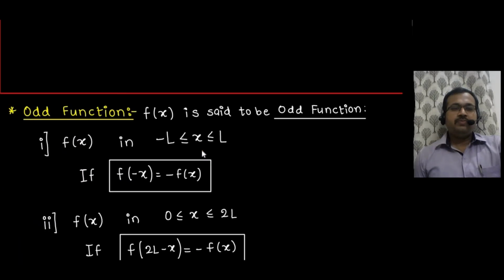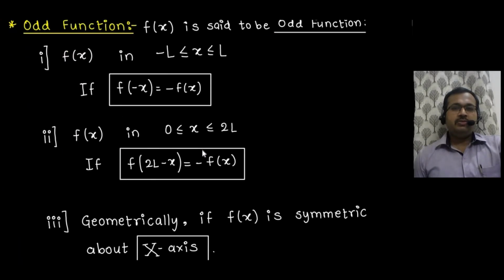Similarly, we can go for odd functions. f of x is said to be an odd function in the interval minus L to L if we get f of minus x is equal to negative times f of x. Means after replacing x by minus x, your function changes its sign. Then we call that function in the given range an odd function. If the range of the interval is 0 to 2L, then if f of x changes its sign when x is replaced by 2L minus x, then we call it an odd function.